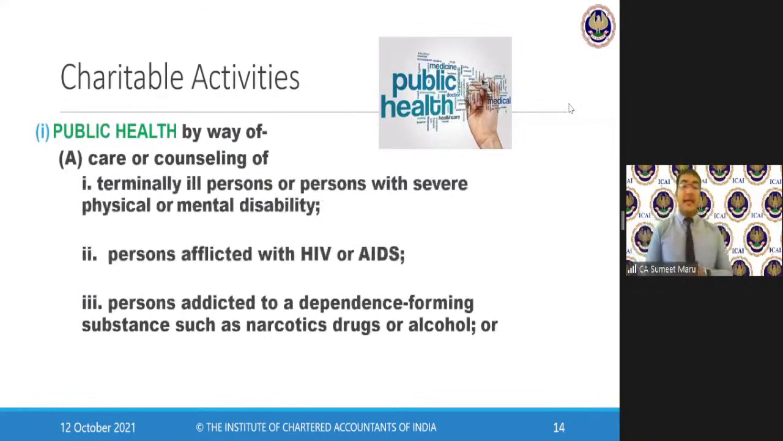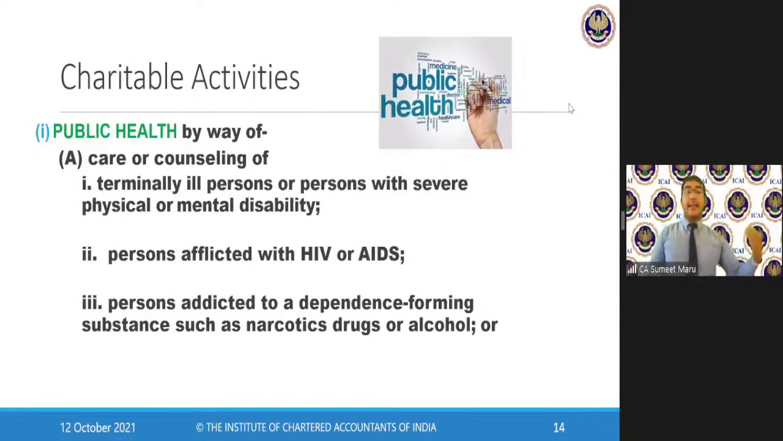First, while defining charitable activity, if any charitable trust is registered under the Income Tax Act under section 12AA, please remember this, it is a very good thing to mention in your exam papers. Any charitable trust registered under section 12AA, so easy. Please recite with me: 12AA of the Income Tax Act. What are the charitable activities now?